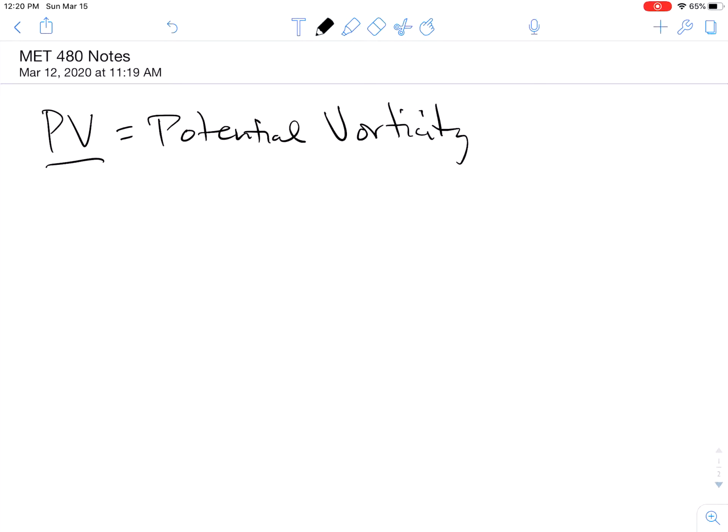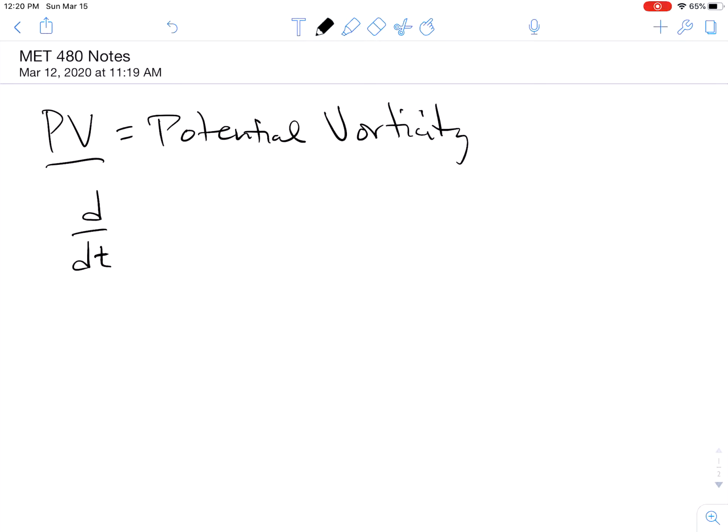Today, we're going to discuss isentropic potential vorticity, or PV. This content can also be found in Chapter 9 of Martin. To begin, we're going to begin with the vorticity equation in isentropic coordinates. To recall, isentropic coordinates are when we are on a theta surface. And so we're going to begin by writing the vorticity equation in isentropic coordinates.